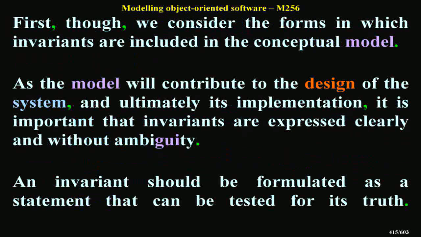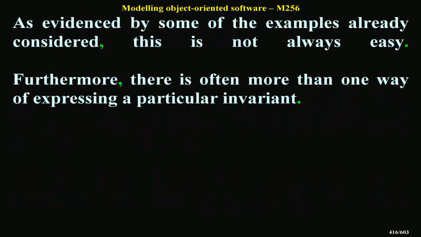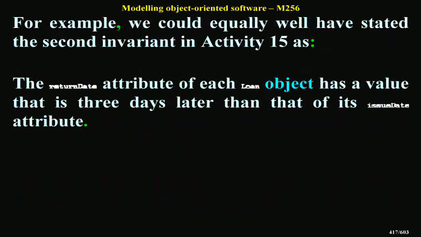As the model will contribute to the design of the system, and ultimately its implementation, it is important that invariants are expressed clearly and without ambiguity. An invariant should be formulated as a statement that can be tested for its truth. As evidenced by some of the examples already considered, this is not always easy. Furthermore, there is often more than one way of expressing a particular invariant. For example, we could equally well have stated the second invariant in Activity 15 as: the attribute of each object has a value that is 3 days later than that of its attribute.